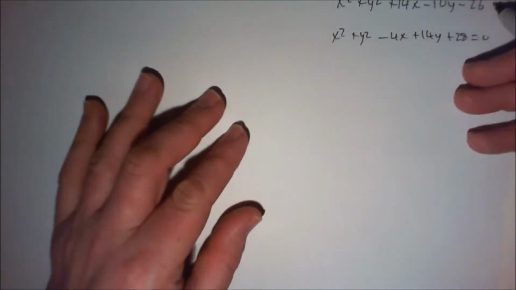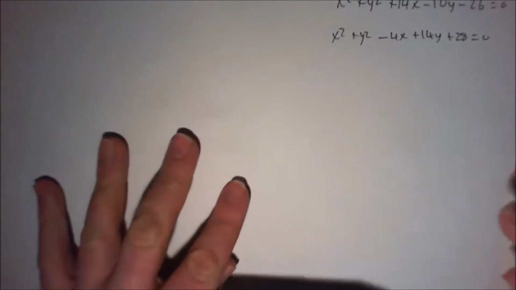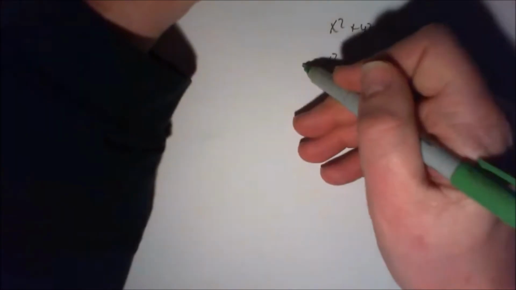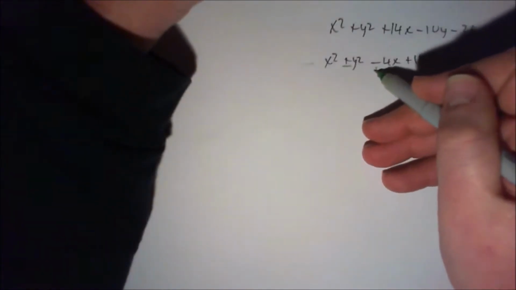Now remember, these are epic. So what do we do? Stage 1, let's find the equation of the line, the chord that joins the two of them. So we're going to change the signs on one of them.